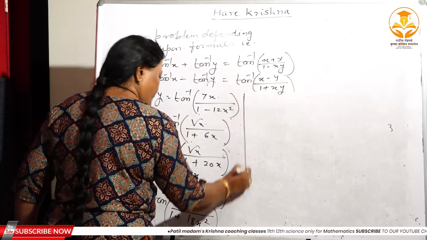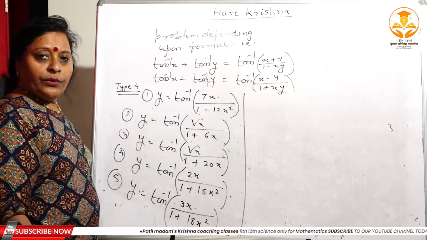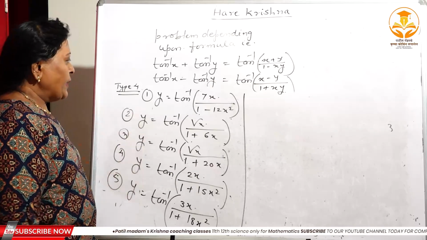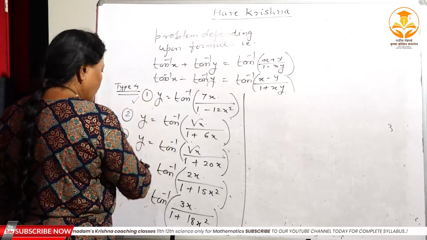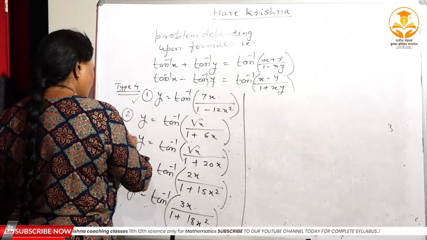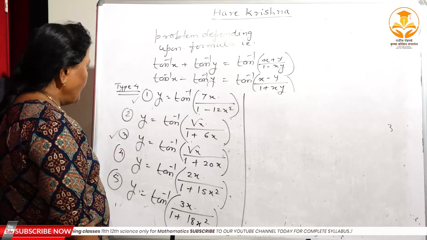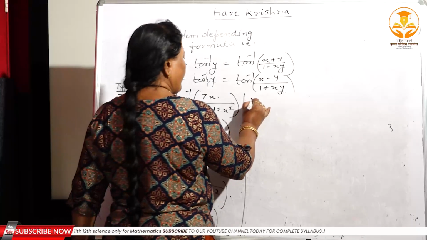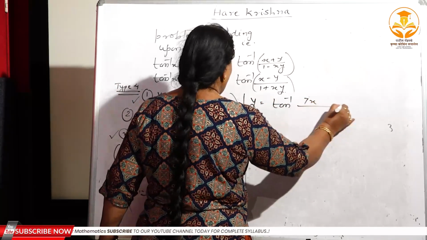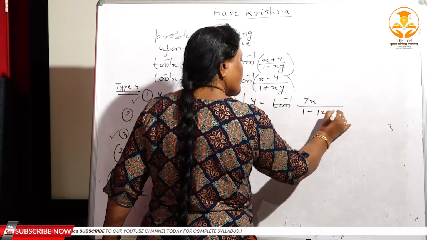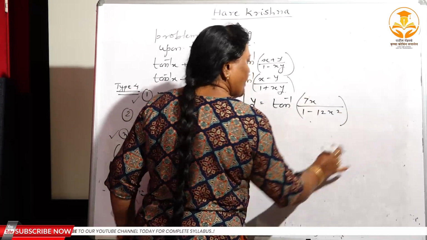See the problem. Write down the five problems here. Now I will take them one by one. I will take the first and the third, or the second also, and the remaining problems you can do yourself. The first one, y is equal to tan inverse of 7x over 1 minus 12x square. Now see the problem here.